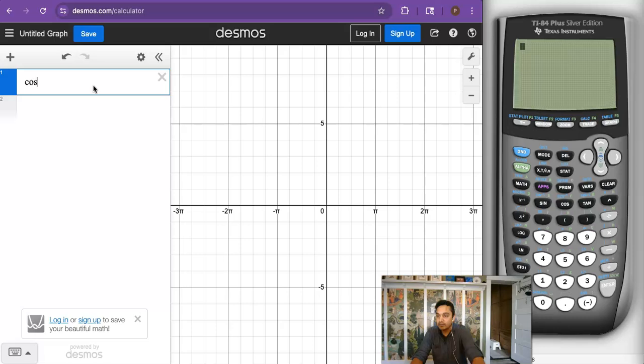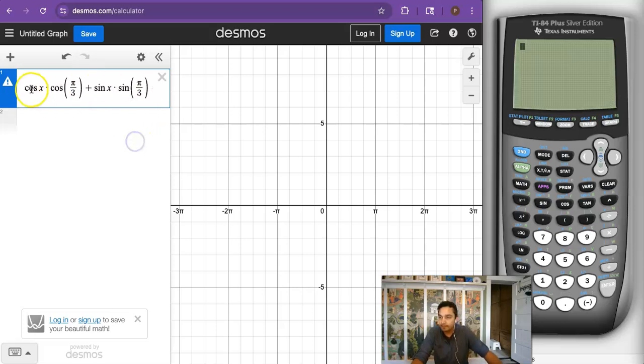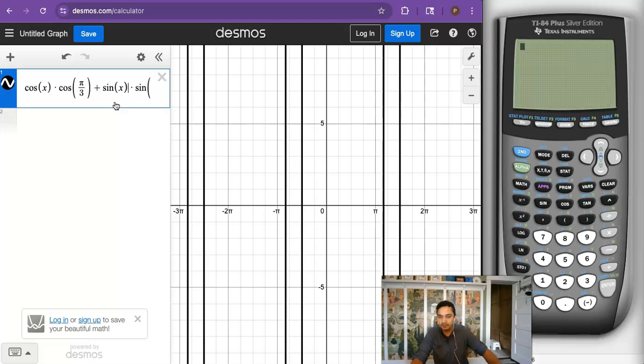So we have cosine x times cosine, I need parentheses in this case, I believe, pi over 3 plus sine x times sine pi over 3, and we want that to equal negative root 3 over 2. Oh, it seems like I might need parentheses around the x's. Not sure why the syntax is not reading. Okay, there you go.